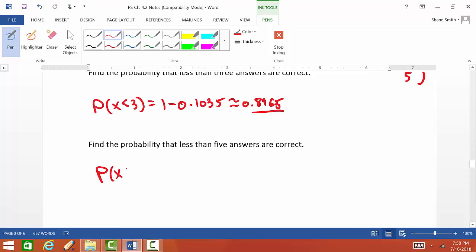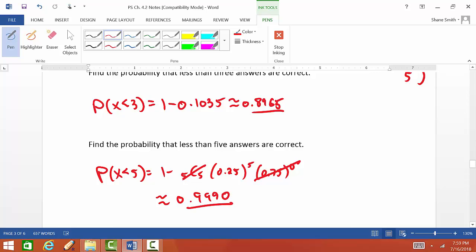And then the last one, the probability that x is less than 5, is going to be 1 minus 5 choose 5, 0.25 to the 5th, 0.75 to the 0. Again, anything to the 0 power is 1, and anything choose itself is also 1. Because if you have all 5 objects, how many ways can you select all 5 objects? There's only one way to do it. So really, you just need to do 1 minus 0.25 to the 5th in your calculator. And that's 0.9990, which makes sense, because if you're just guessing on 5 multiple choice questions, this is basically the probability of not getting a perfect score, which is going to be very high, because if you're just guessing, you're probably not going to get a perfect score.